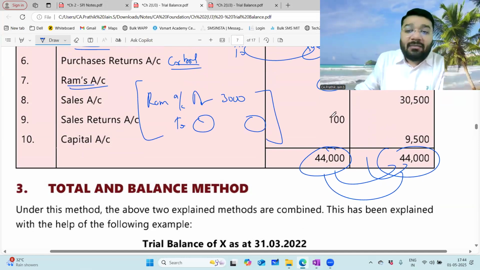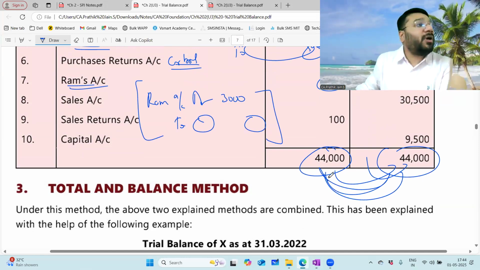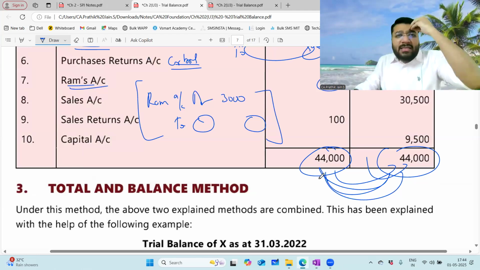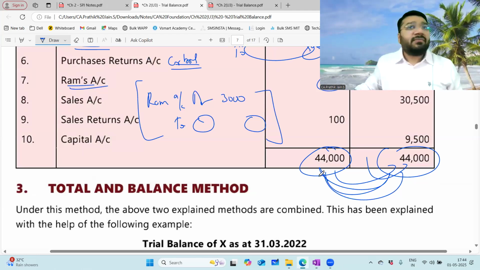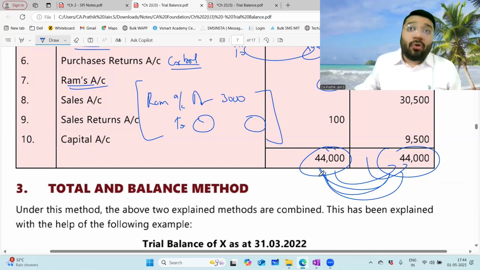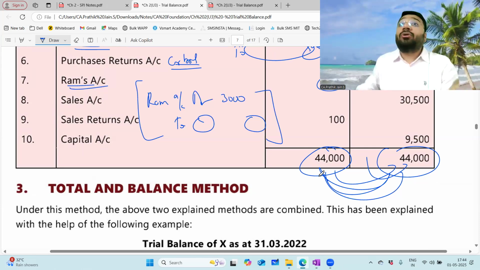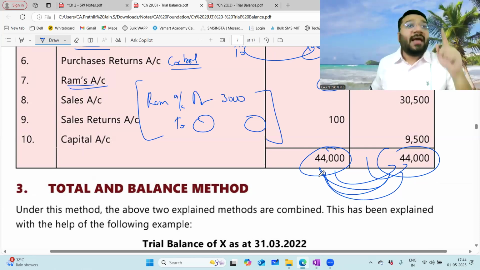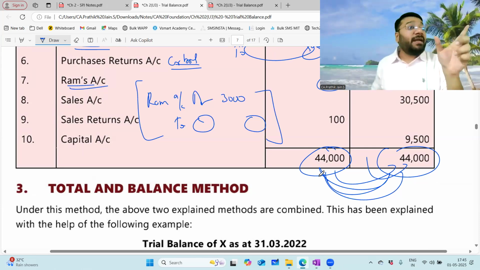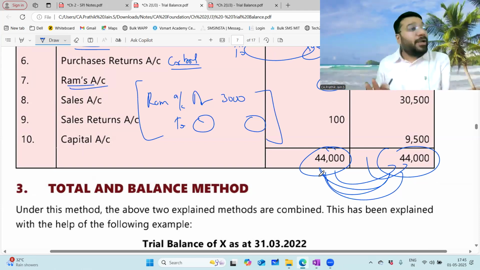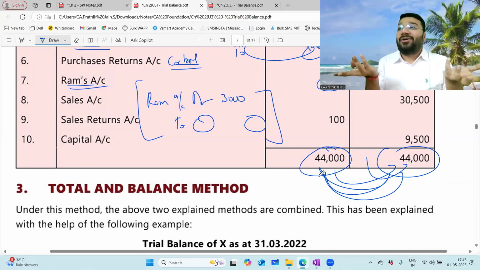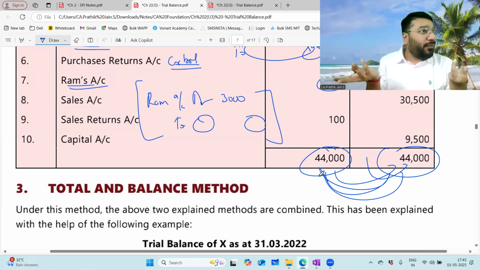I'm telling you that your trial balance is tallying on both sides, 44,000 and 44,000. So this trial balance is 100% right. Can you say yes? No. There are some errors that will still lead to tallying of the trial balance. For example, error of complete omission. One journal entry completely omitted. I didn't record it in debit, and I didn't record it in credit. Are you able to follow?